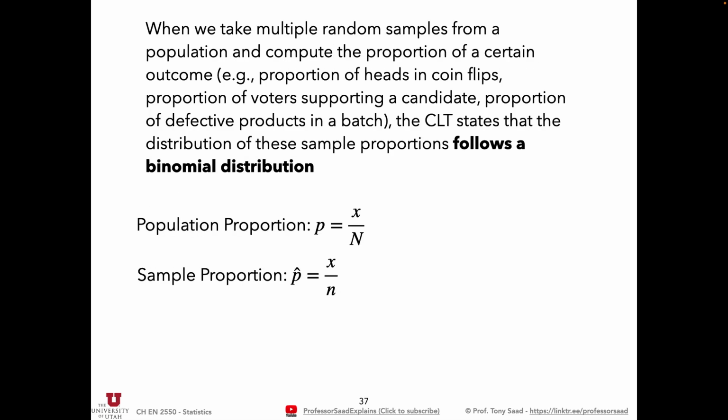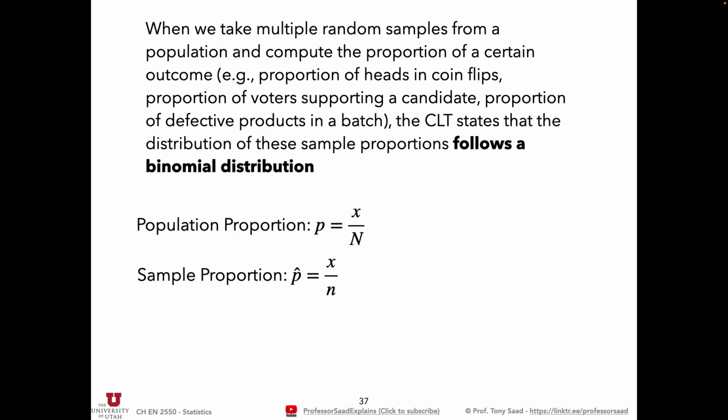Sorry, let me go back here. The CLT states in this case that the distribution of sample proportions, not sample means, sample proportions, follows a binomial distribution. Now, the binomial distribution we can compute, but it would be nice to just move everything into a normal distribution, because we have a standard normal distribution with one table or just one routine that can compute all of those.